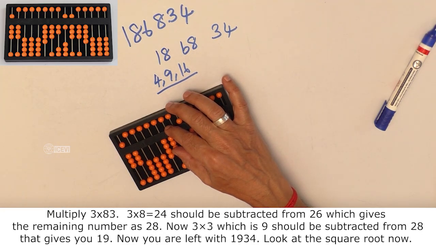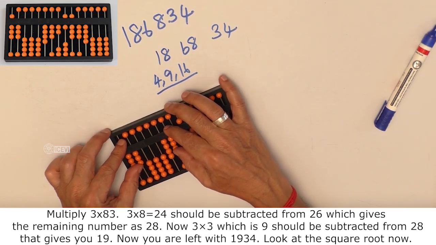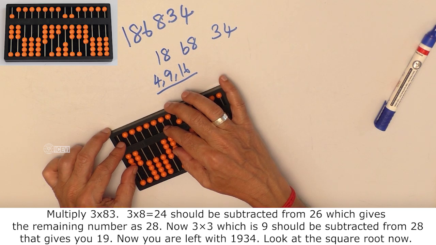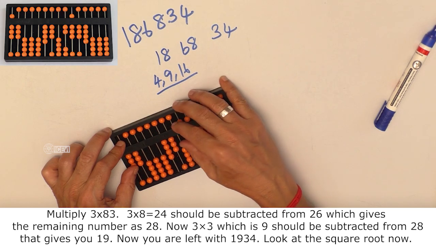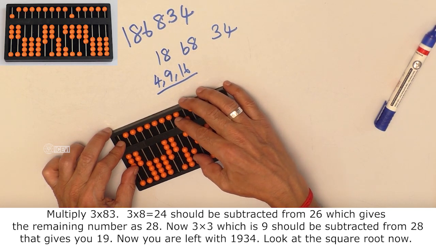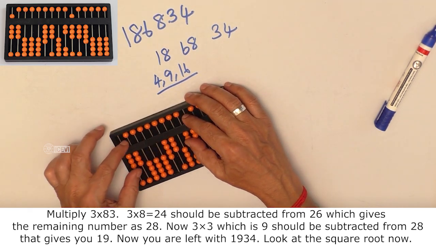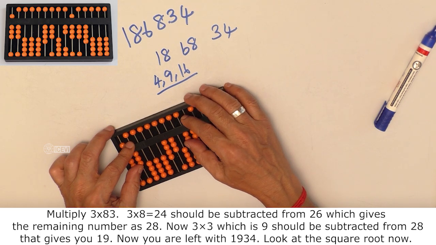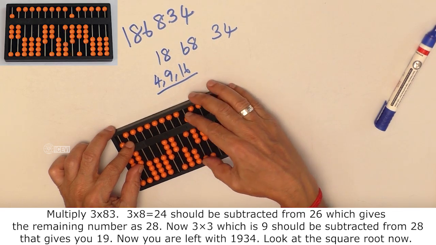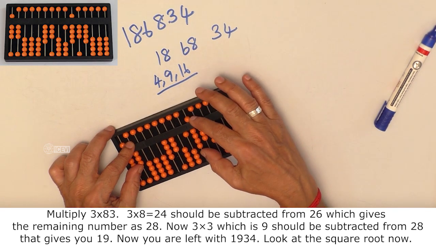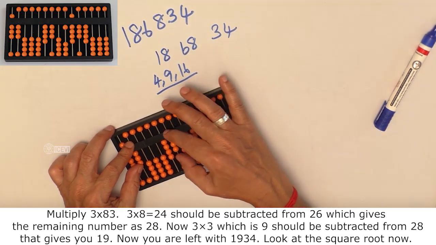Now multiply 3 with 83. That is, 3 multiplied with 8 is 24. That should be subtracted from 26, which gives the remainder as 2, making it 28. Now 3 multiplied with 3 is 9. That should be subtracted from 28. That gives you 19. Now you are left with 1934.